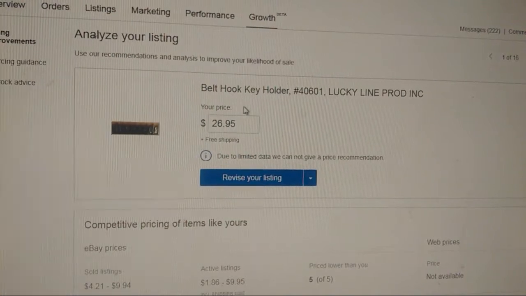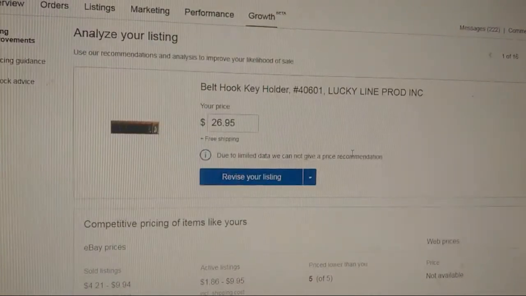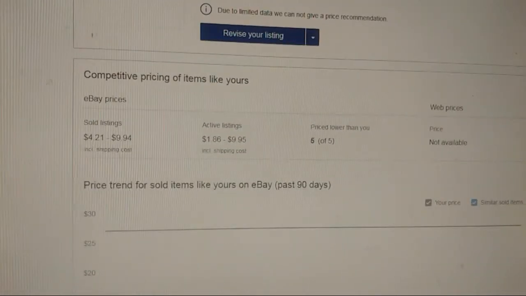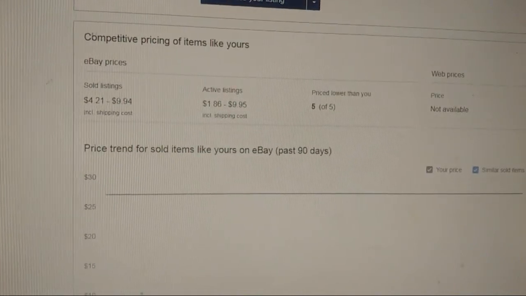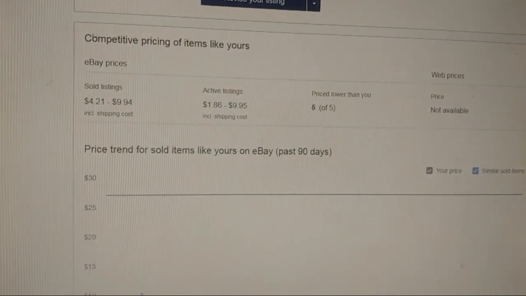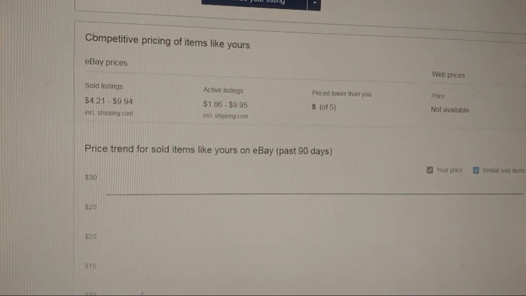So I clicked on this item. It's telling me what my price is. Now it says, due to limited data, we can't give a price recommendation. It may be that a lot of other people haven't sold this item, or the last time it was sold was a long time ago, or it's not being sold at all. So you have to scroll down a little bit to get more information.